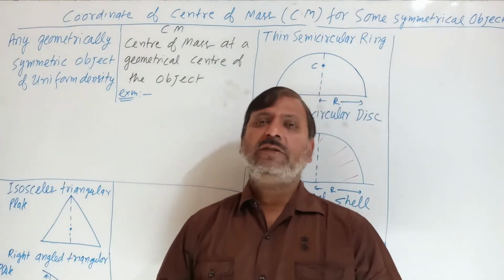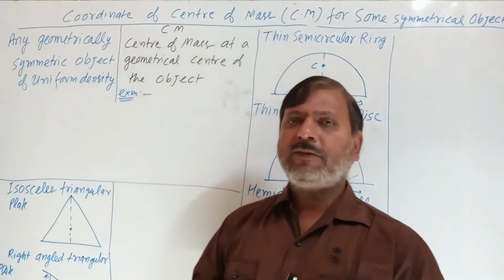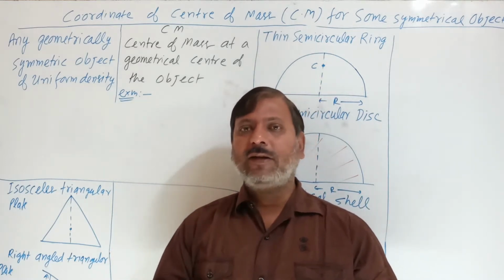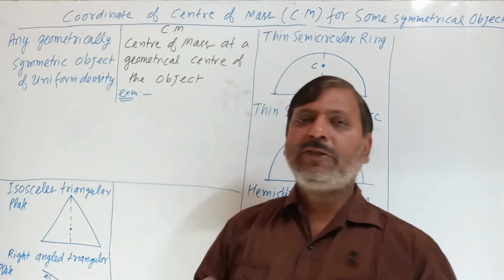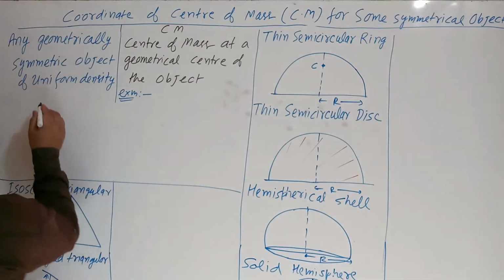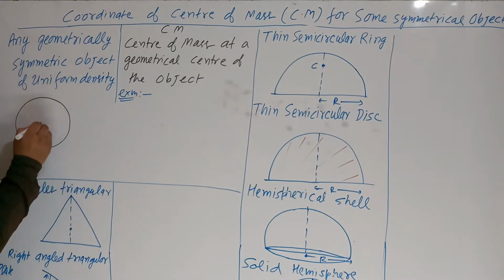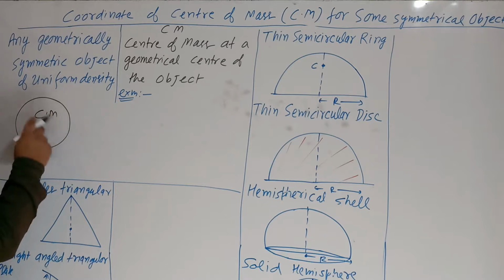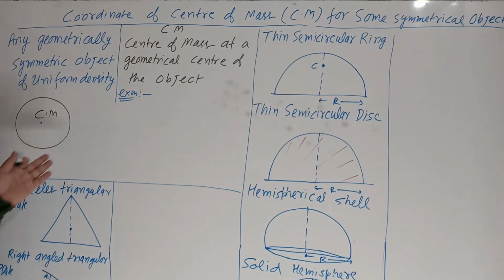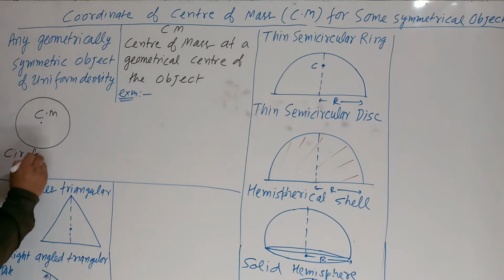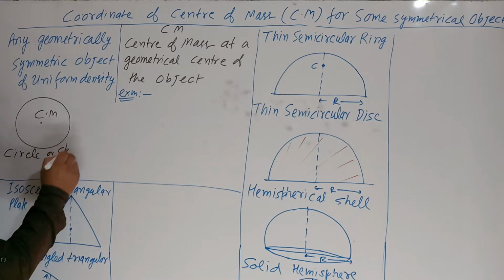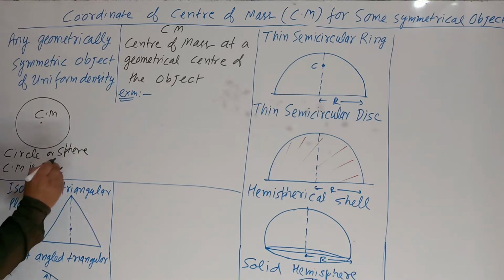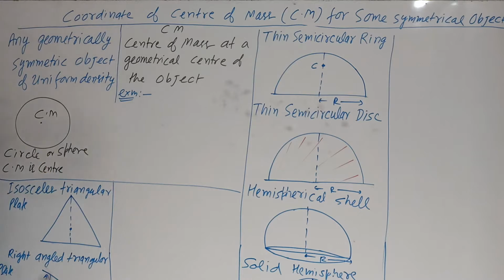What is the geometrical center? That will be the center of mass. For example, if a circular ring is there, its geometrical center is the center of the circle. If a sphere is there, that is also symmetrically distributed. So for a circle, a circular ring or a sphere, the center of mass is the center of the circle or the center of the sphere.